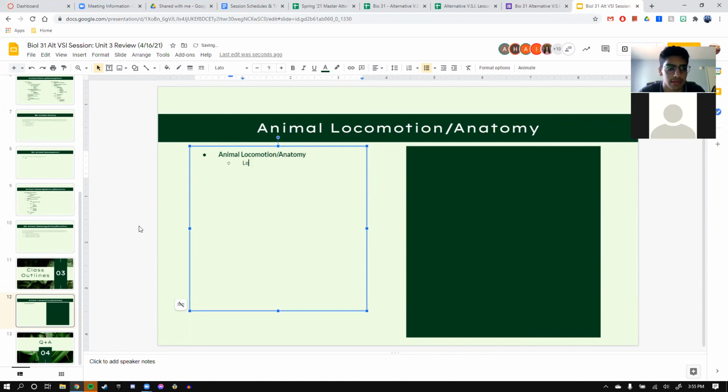Leg type, and foot to toe ratio. Muscle system often interacts with the skeletal system. All right. So muscle system interaction with skeletal system for movement.